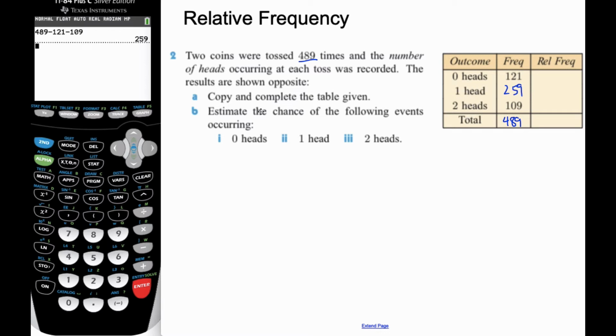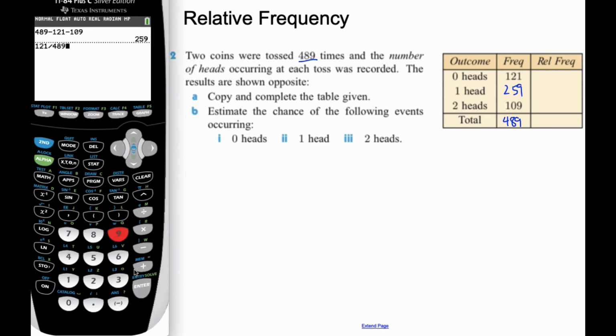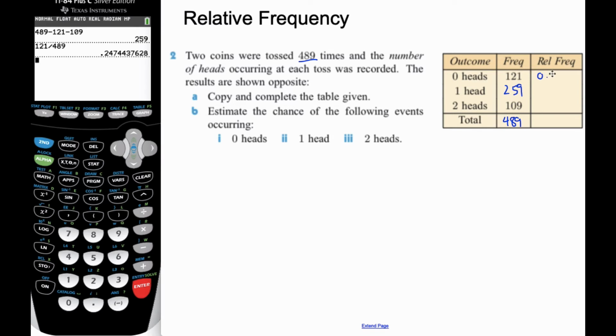All right, and so conveniently, I don't have to copy the table, but I can complete it. Now I'm going to do the relative frequency. The relative frequency means out of all these throws, the 489 throws, what's the probability of getting 121? Well, I just go 121 divided by 489, and that will give me, to three significant figures, 0.247.